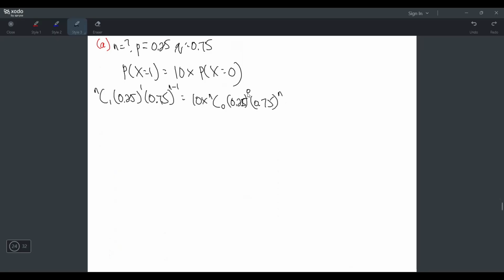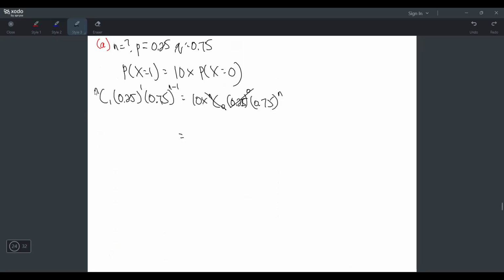Now that you are done, try to see what can be cancelled. Did you see anything you can cut? Yes, where? The nC0 you can cut because nC0 is equivalent to 1. 0.25 power 0 is also 1. So you are left with what? 10 times 0.75 power n, right? Then what about this side?